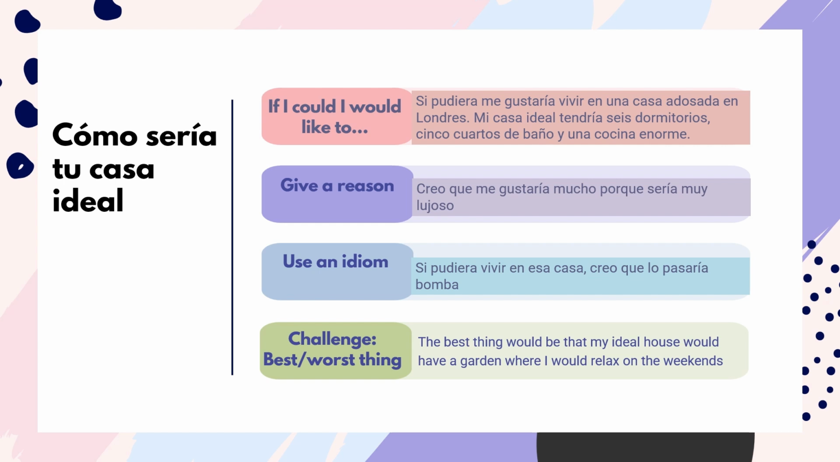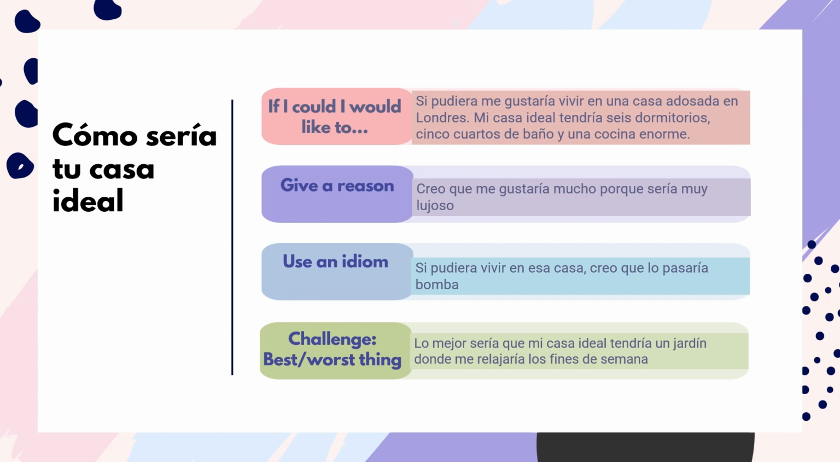Okay, so we should have, "Lo mejor sería que". This phrase is really easy because "lo mejor es que" changes to "lo mejor fue que" in the past and changes to "lo mejor sería que" in the conditional. "Mi casa ideal tendría un jardín", so we're repeating "tendría" from above, "donde me relajaría los fines de semana".